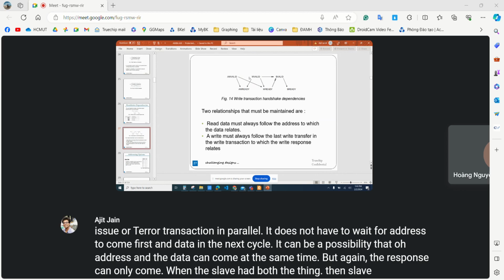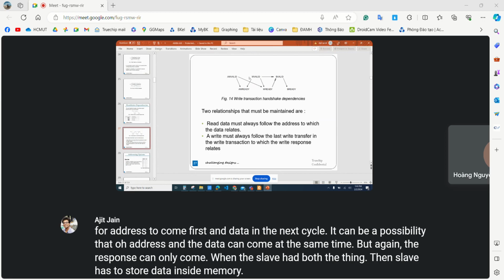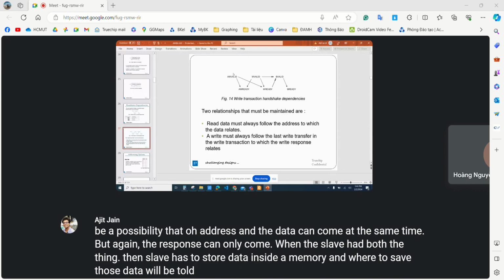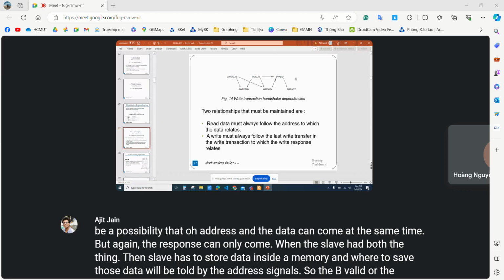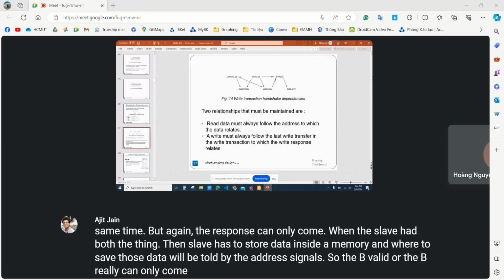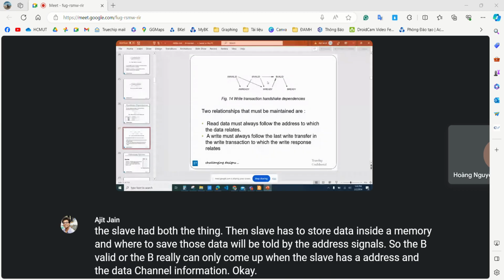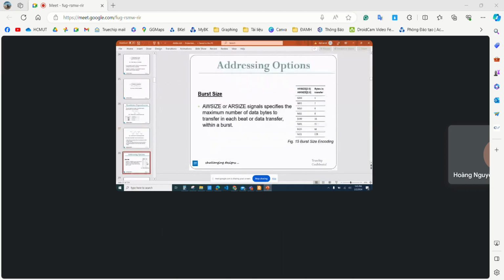The slave has to store data inside a memory, and where to store that data is told by the address. So B valid or B ready can only come when the slave has both the address and the data channel information. Is this clear for the write?